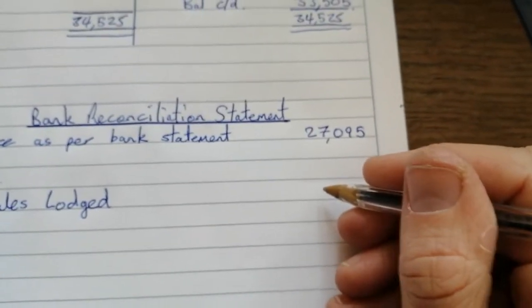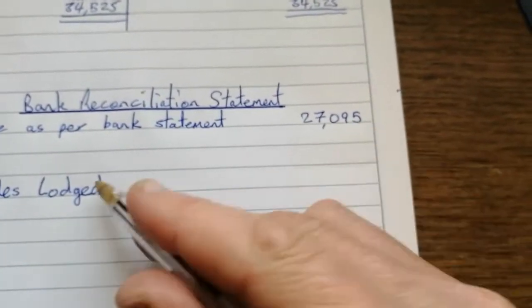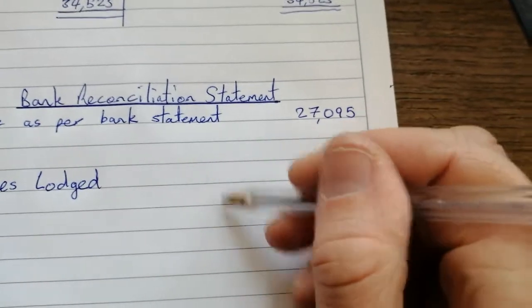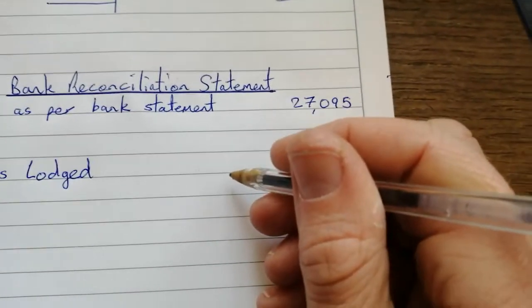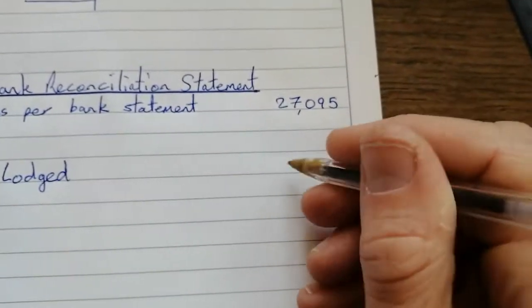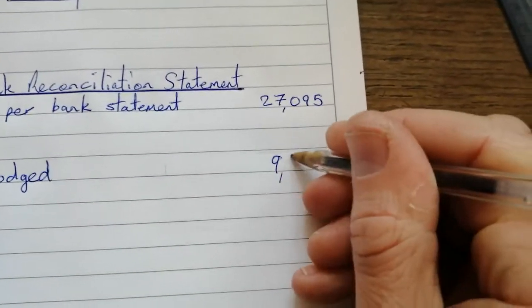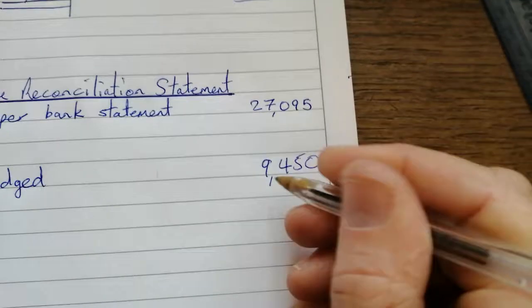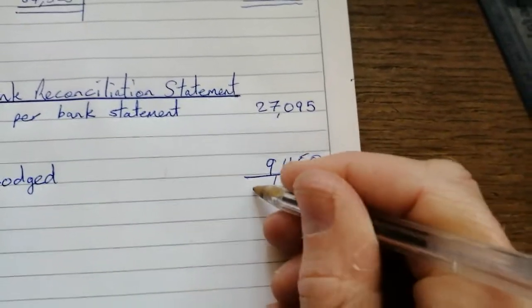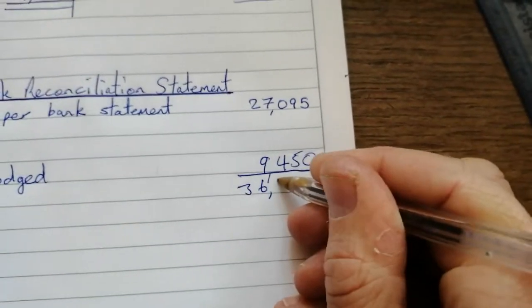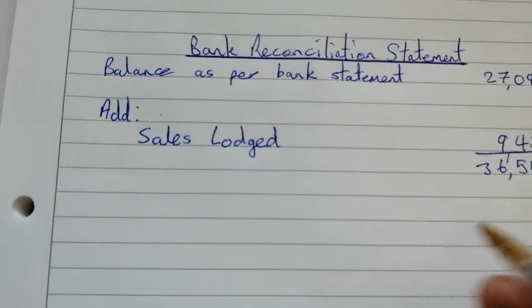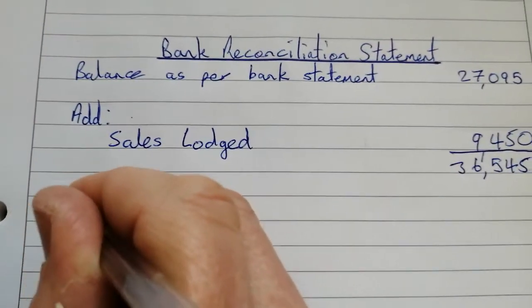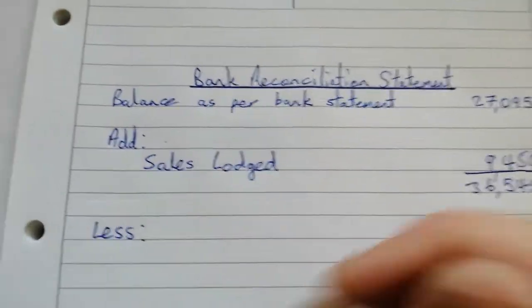and ordinarily, if you had two or three things in the add section, you might have another column here where you total them first and then add them onto this. But in this case, since there's only the one, we're going to add it straight on. So 9450. Add them together, that gives you 36,545.